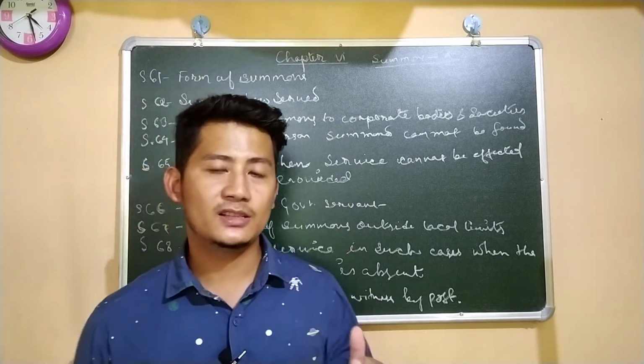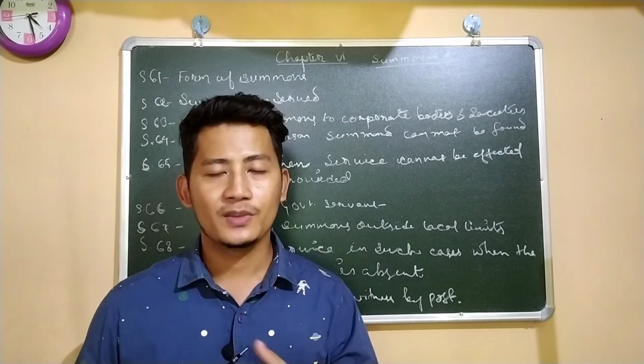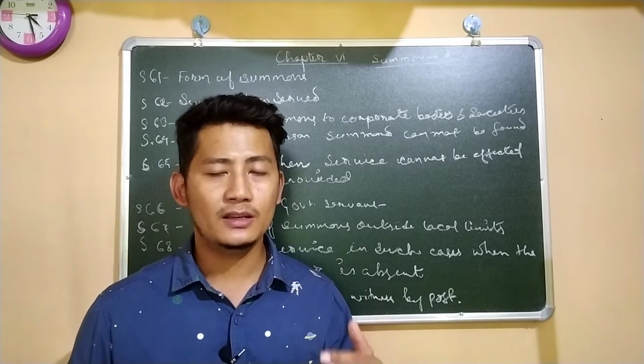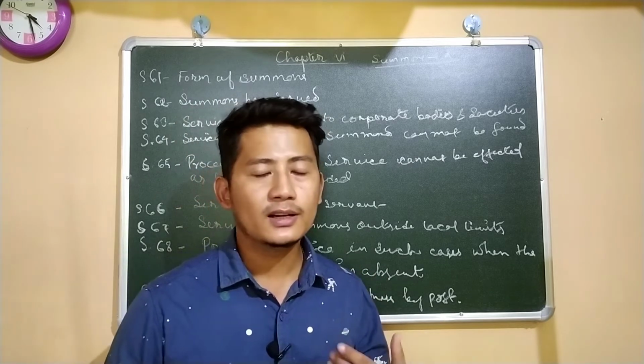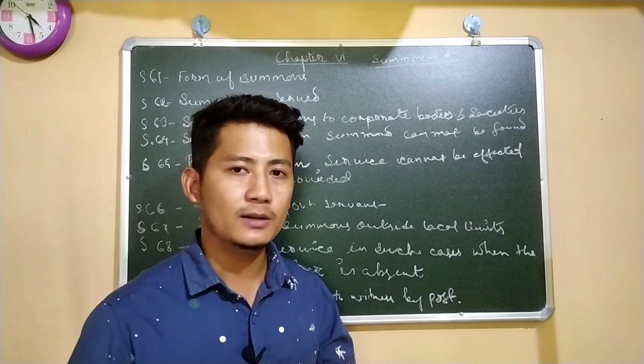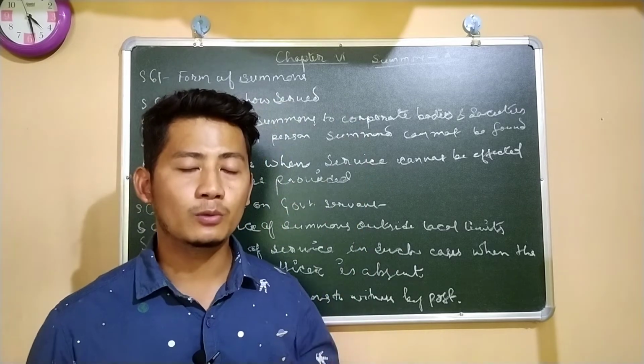Chapter 6 of CRPC is divided into 4 parts: A, B, C, D. A deals with summons, B with warrant, C with attachment, and D with other procedures. In this video we will cover only summons. In the next video we will continue with the warrant.